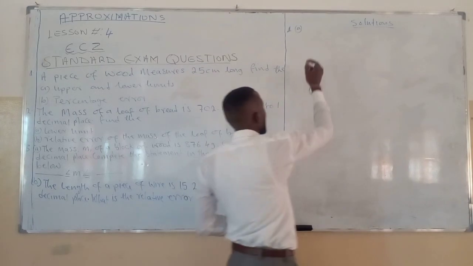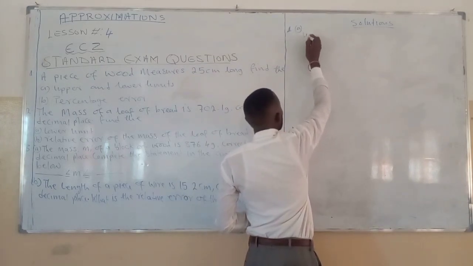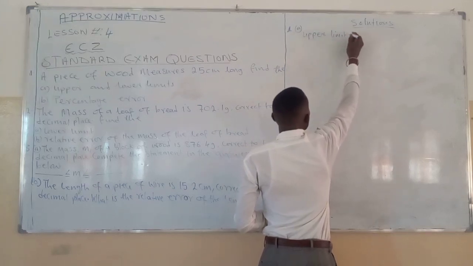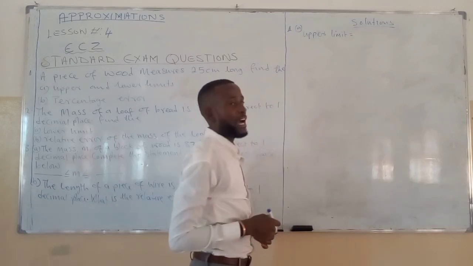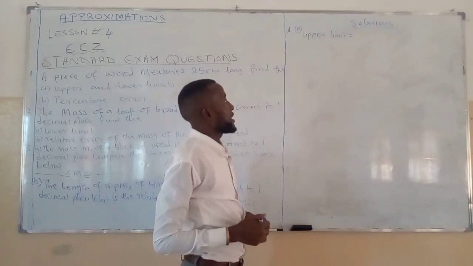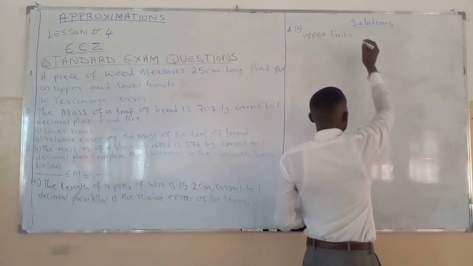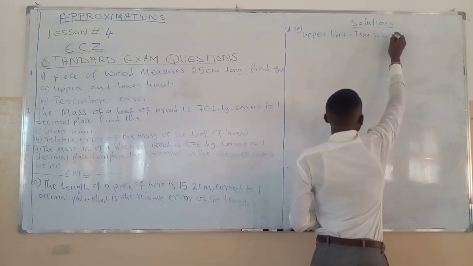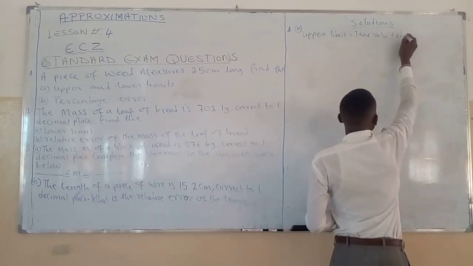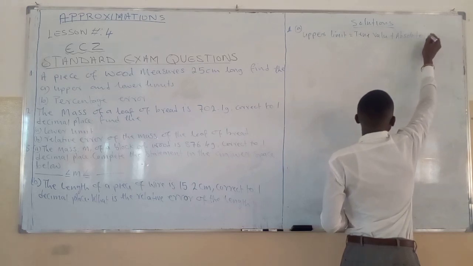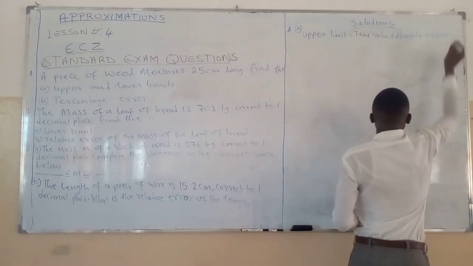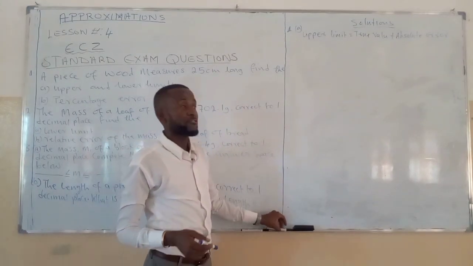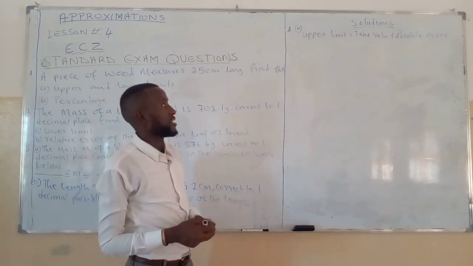Okay, so now question number 1. Let's start with the upper limit. You need to know the formula for the upper limit. What is the formula for finding the upper limit? The upper limit is found by simply saying the true value plus the absolute error. This is not something new, so you should not be surprised by that formula. It's what you have already covered in lesson 1.